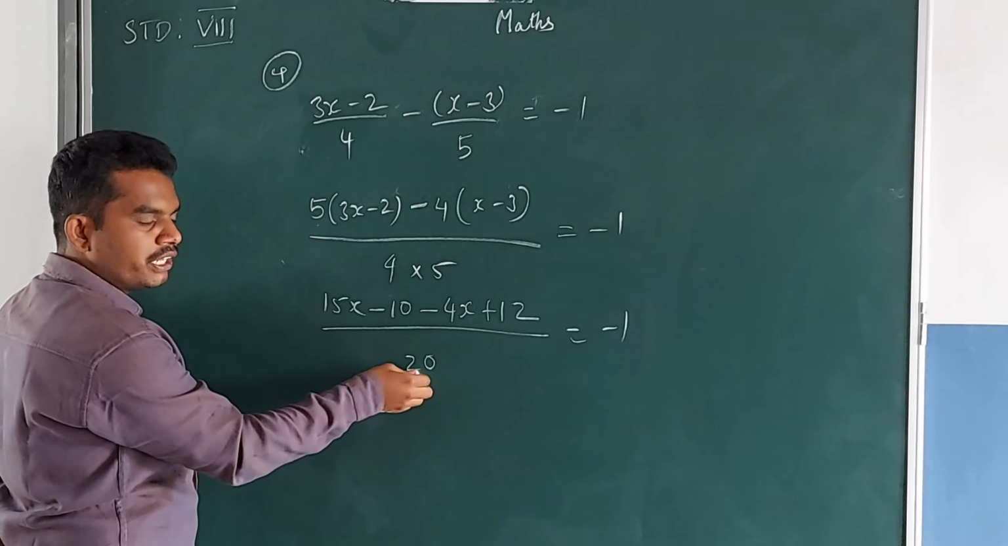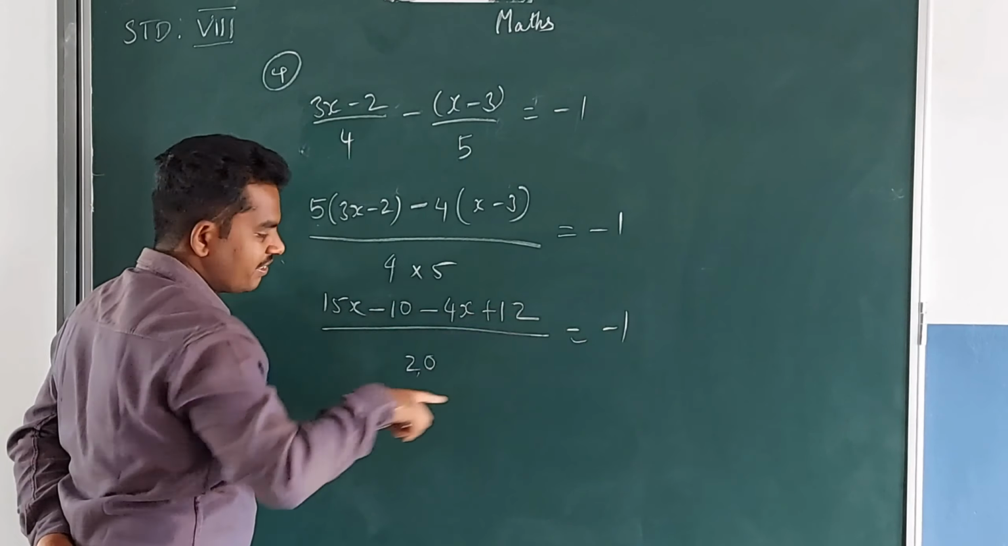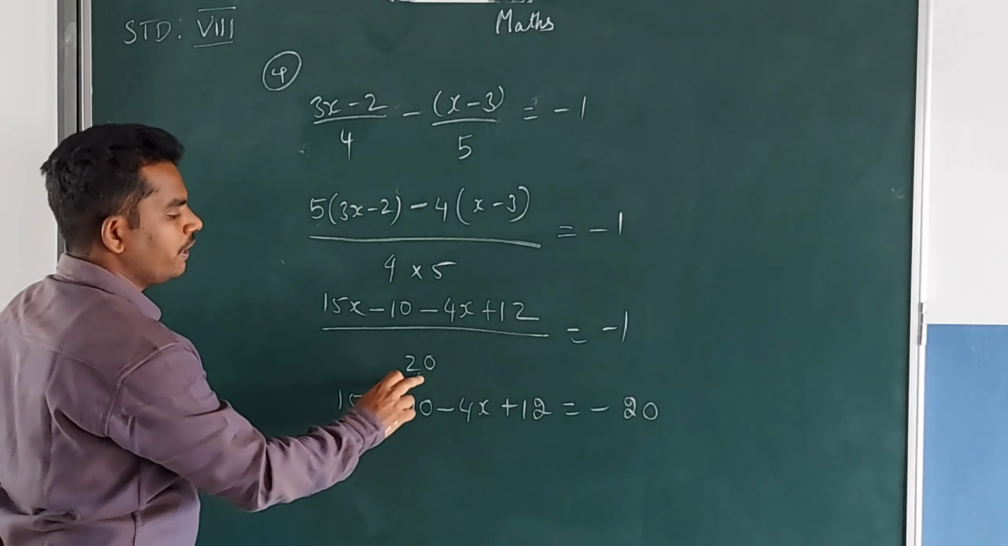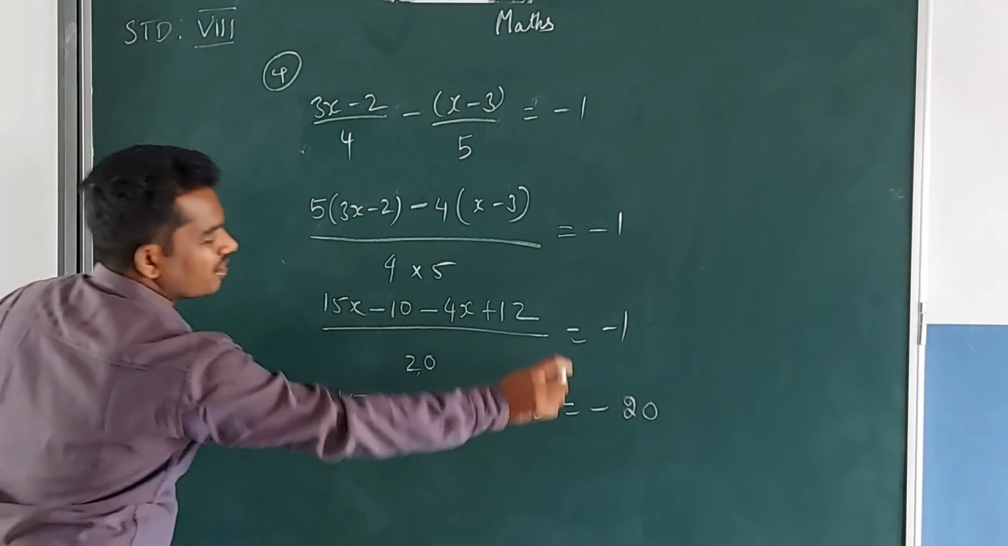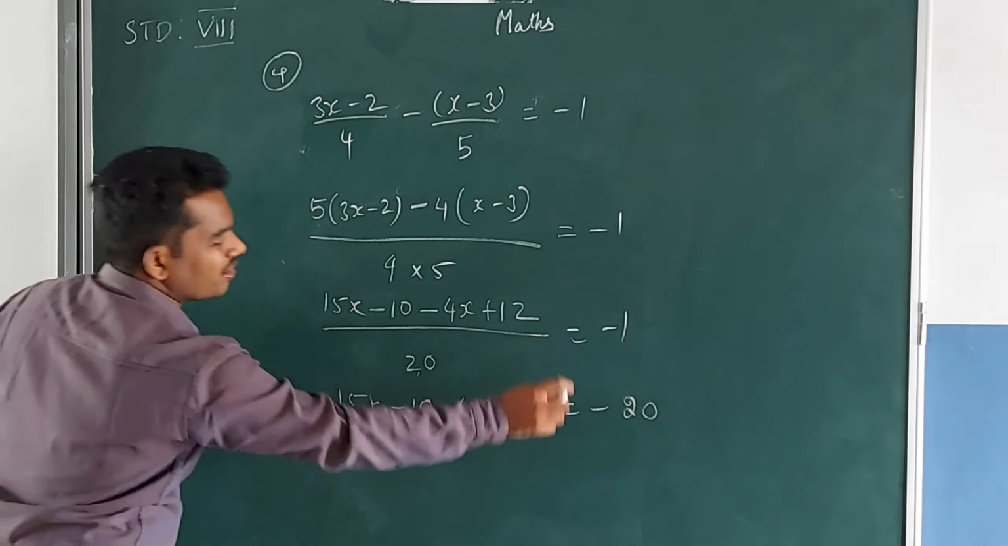The next step, 20 goes to that side, it is the division, so it goes to that side. So 15x minus 10 minus 4x plus 12 equal to minus 20. Why? 20 goes to that side. Or first you write minus 1 into 20, next step you write minus 20.